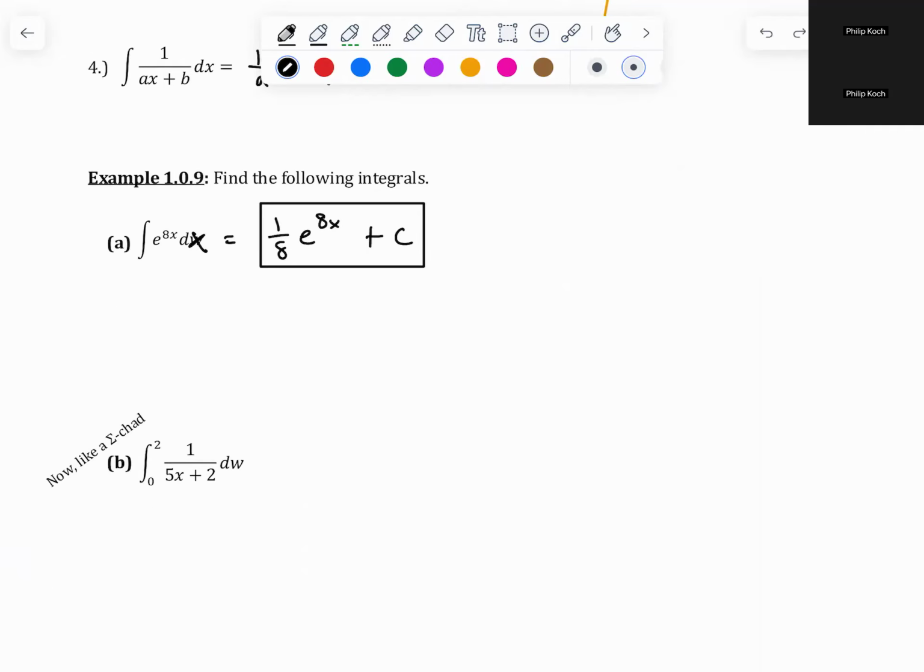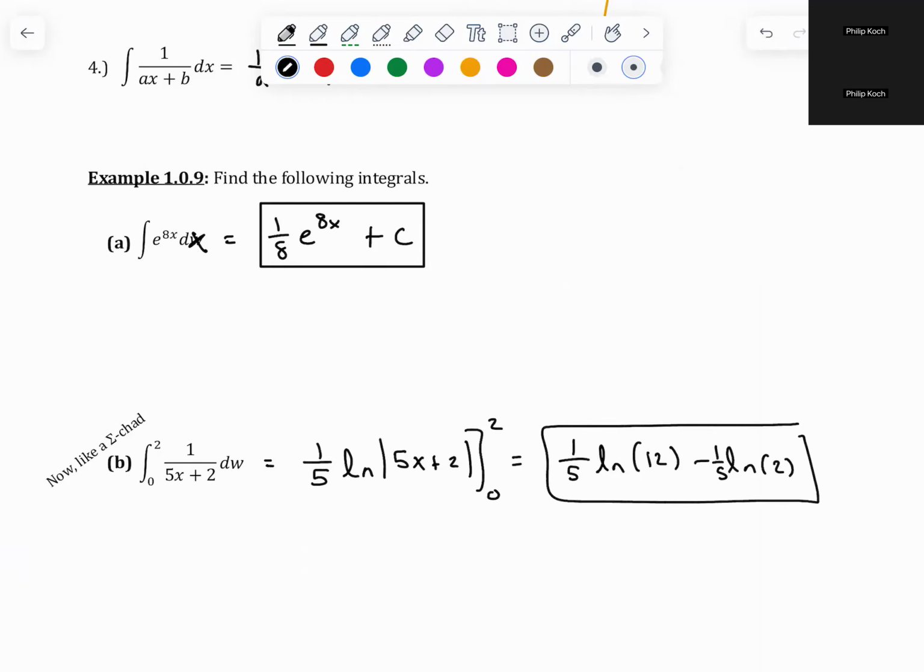Then you could do this one very quick. This immediately becomes 1/5 natural log of the absolute value of 5x plus 2, evaluated from 0 to 2. Yes, the bounds are different. It's because it's back in terms of just x. I didn't need to change the bounds because I already knew what the antiderivative would be in terms of x right from the get-go. And so this will become 1/5 natural log of 12 minus 1/5 natural log of 2, just like before. But now we did it way faster.